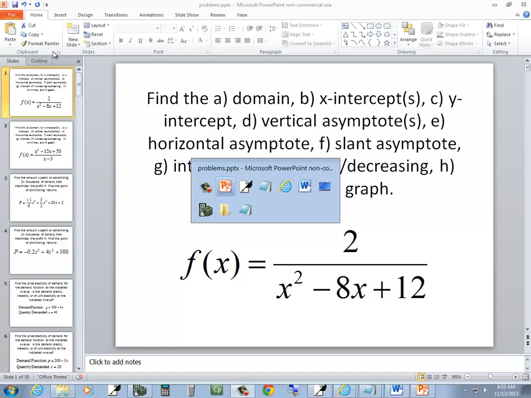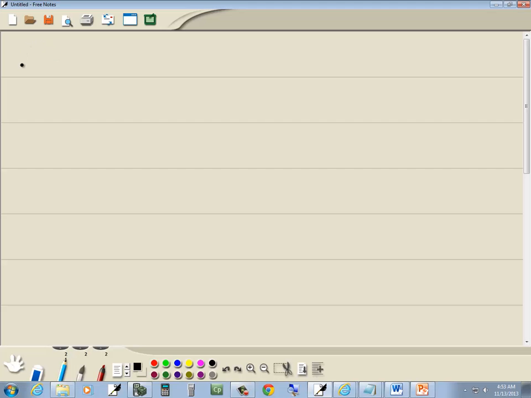Let's take a look at this problem. We've got f of x is equal to 2 over x squared minus 8x plus 12. Now, first thing we want to find is the domain.